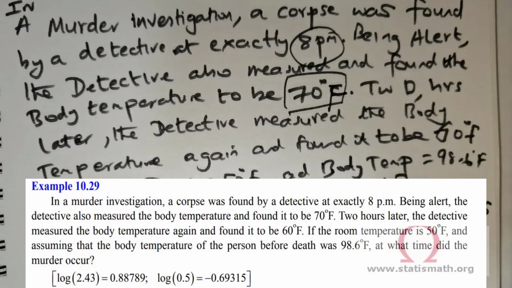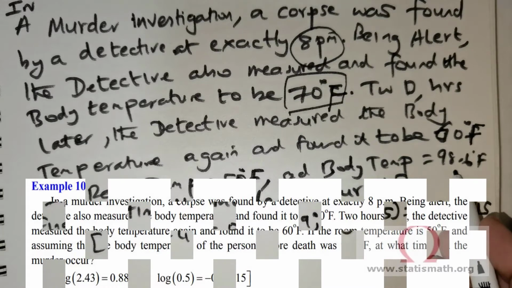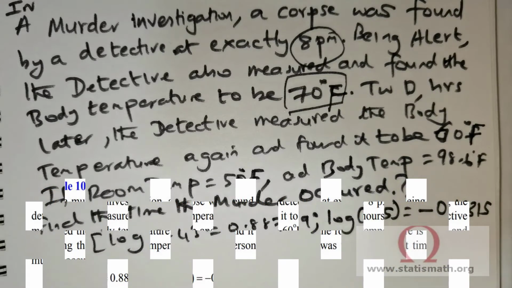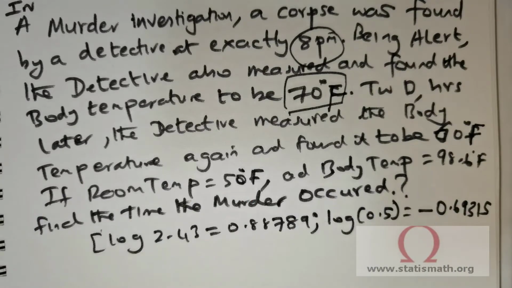2 hours later, the detective measured the body temperature again and found it to be 60 degrees Fahrenheit, or 60 F. If the room temperature is 50 degrees Fahrenheit and the body temperature is 98.6, find the time the murder has occurred. We are also given log of 2.43 is 0.88789, and log of 0.5 as negative 0.69315. So let us do this question.